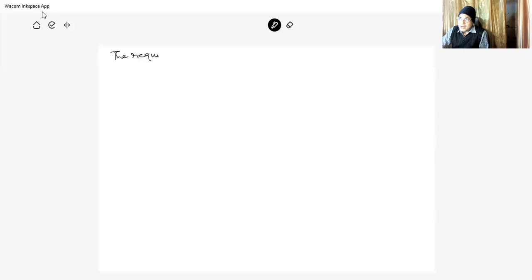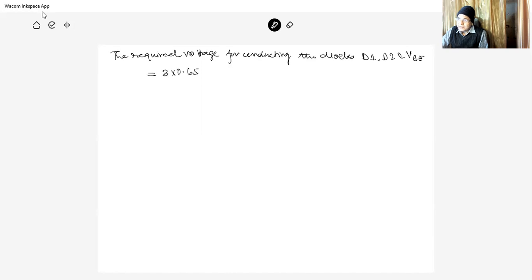the required voltage for conducting the diodes. Which diodes? D1, D2, and the diode corresponding to VBE in the transistor. So this is nothing but, you can say, 3 into 0.65. So if it is there, then this much voltage is required. This much voltage is required for conducting.